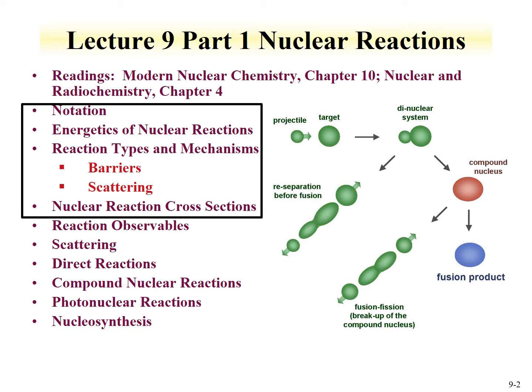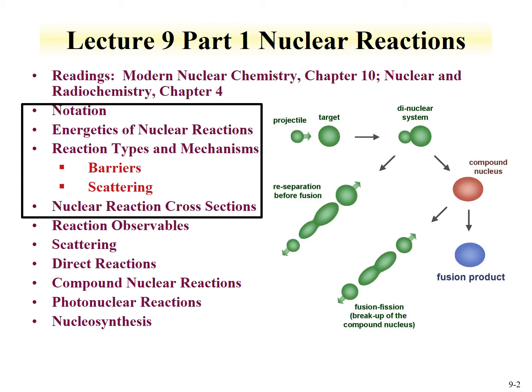The first part of the lecture on nuclear reactions will cover nuclear notations. We've already described nuclear notations. We've used them in the course. We will formally go over them in this chapter. We'll also discuss the energetics of nuclear reactions within part 1. And we'll talk about some reaction types and mechanisms.